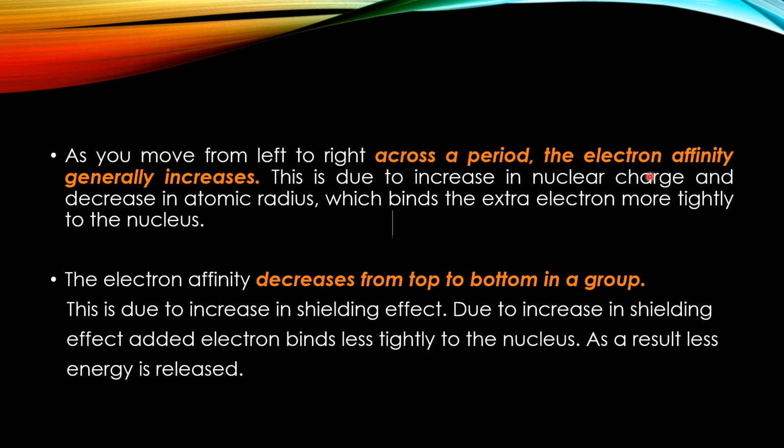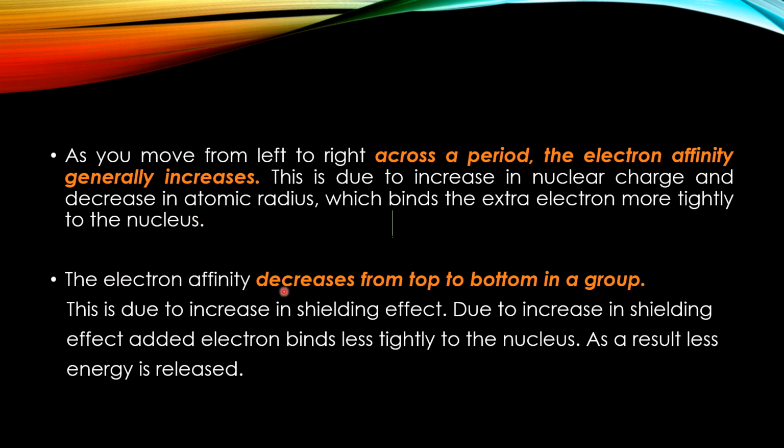And when effective nuclear charge increases, this will decrease the atomic radius, the size of the atom shrinks, and this binds the extra electron more tightly to the nucleus. As the size of the atom decreases along the period, the force of attraction between the nucleus and valence electron increases. As a result, the extra electron is more tightly bound to the nucleus. So electron affinity value increases when we move across a period.